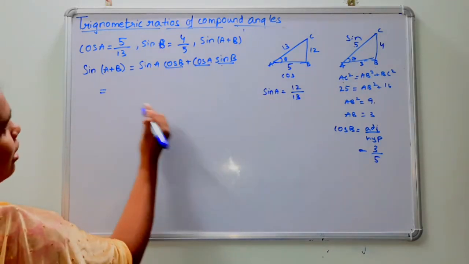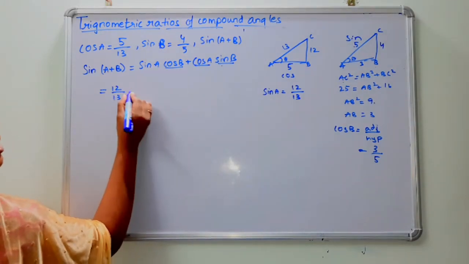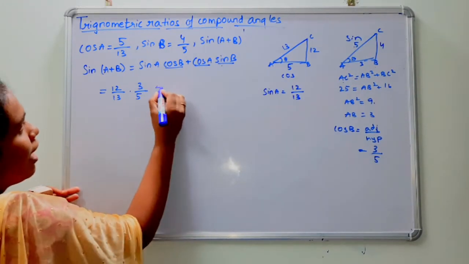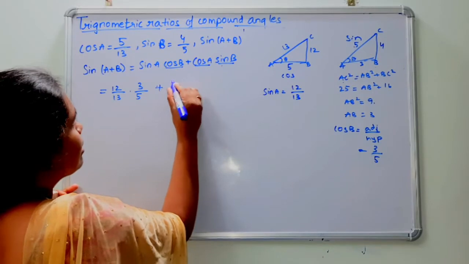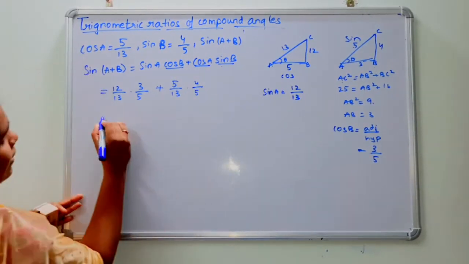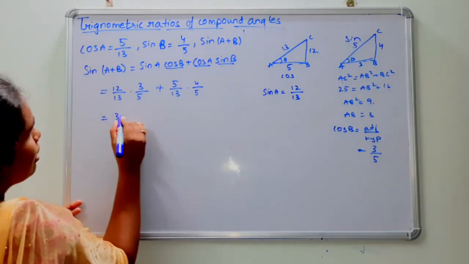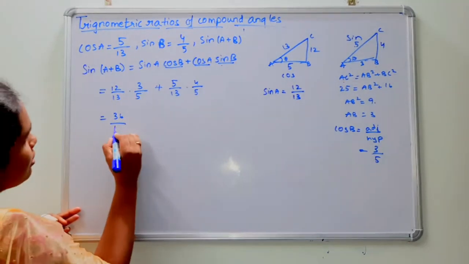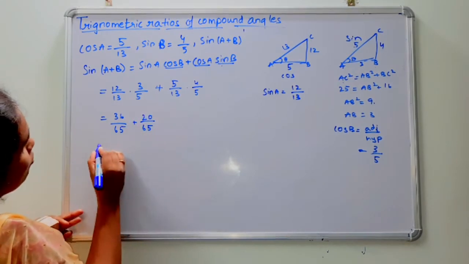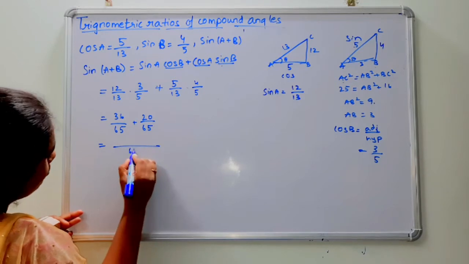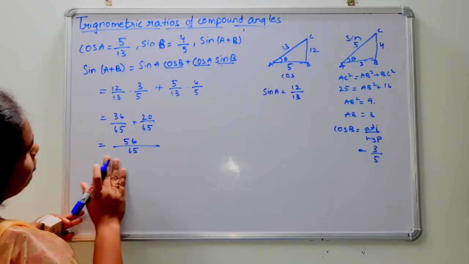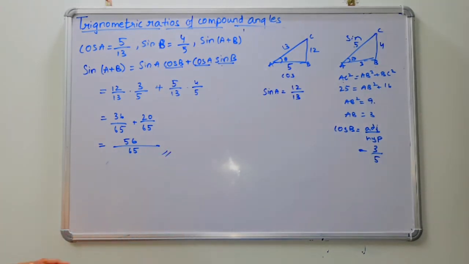Let's get into the formula. What is sin A? 12 by 13. And what is cos B? 3 by 5. And what is cos A? 5 by 13. And what is sin B? 4 by 5. Let's multiply. 12 3s are 36 by 13 5s are 65, plus 5 4s are 20 by 65. LCM is 65. 36 plus 20 is 56 by 65. And this will be the answer.